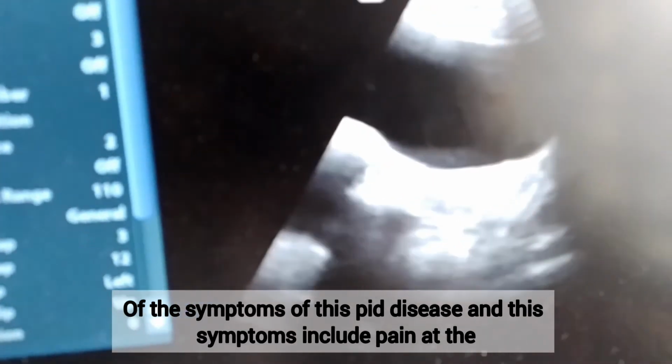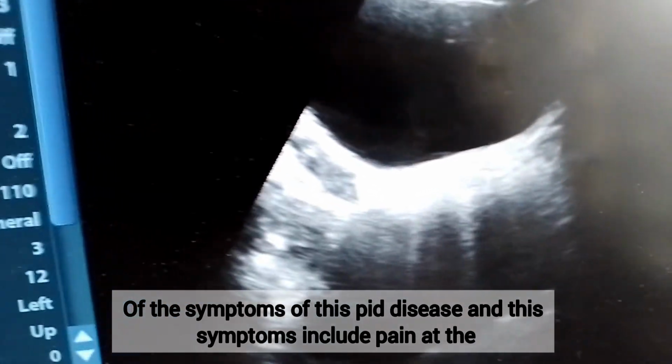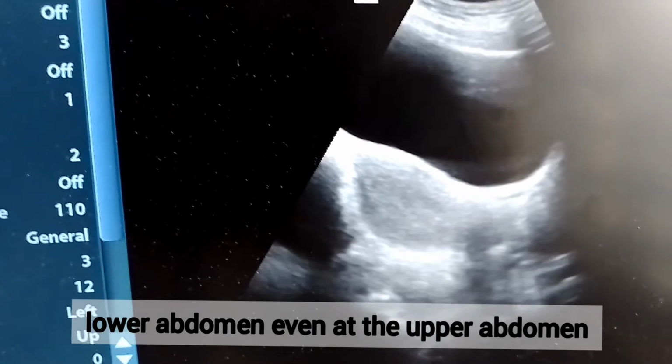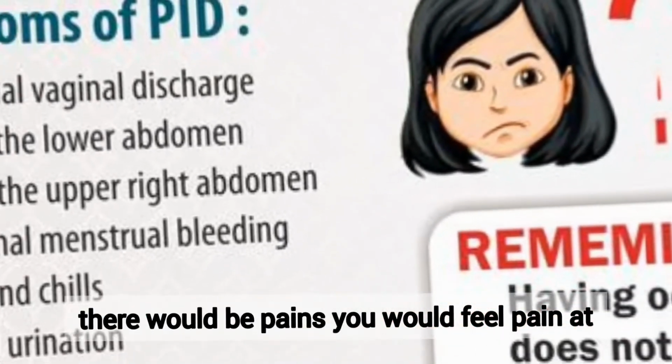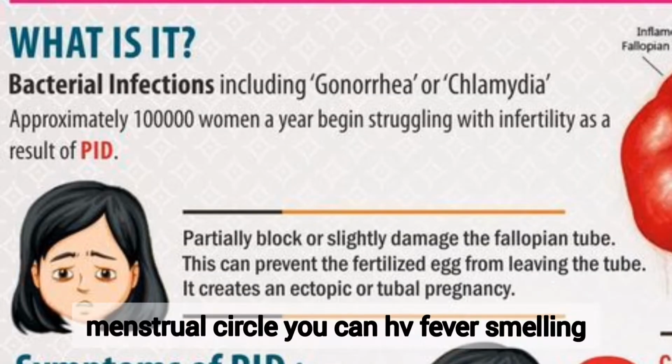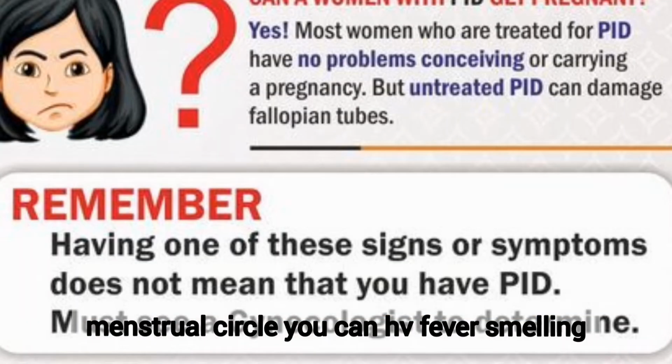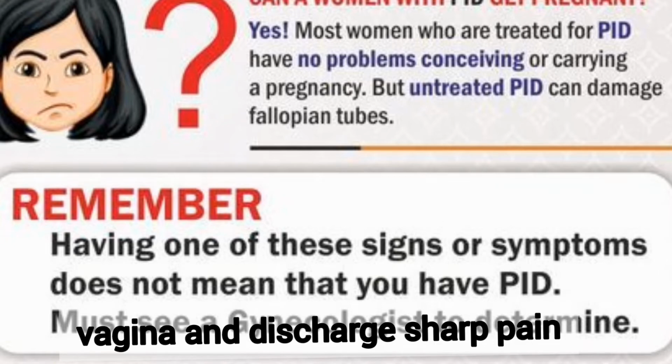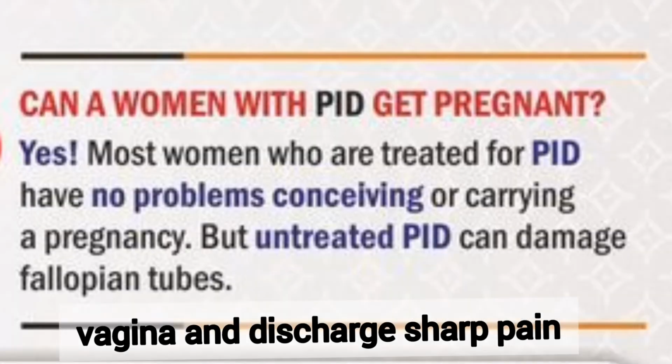Before I forget, I said I was going to say some of the symptoms of this pelvic inflammatory disease. These symptoms include pain at the lower abdomen, also even at the upper abdomen. In fact, there will usually be pains. You will feel pain at the waist, even painful sex, painful urination sometimes, irregular menstrual cycle, and in the long run it can cause that. We can have fever, smelling vagina, and discharge. The person can also be tired, and aside from that, the sharp pain.